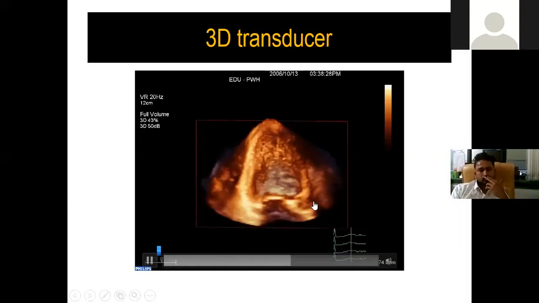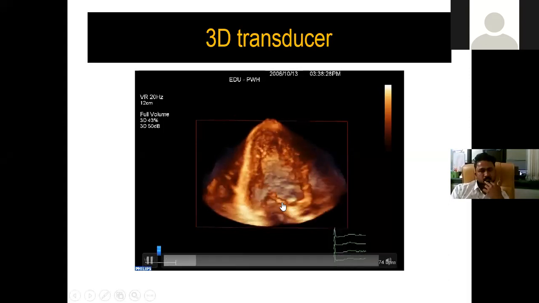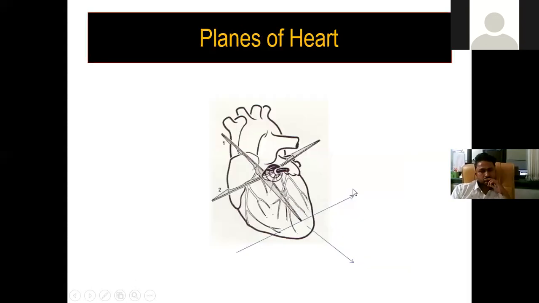So this is a 3 dimensions transducer, which has both long axis, short axis, as well as depth. Then come the planes of the heart. Look, whenever we talk about the heart, we talk about the long axis. This is the long axis of the heart. This is the short axis of the heart. And this is the 4-chamber plane of the heart.